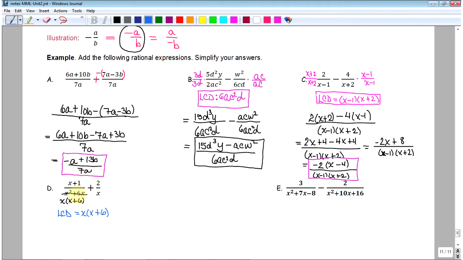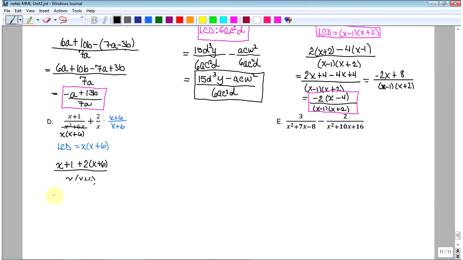So the first fraction already has that denominator. The second fraction will need to multiply both the top and the bottom by x plus 6 to get it. So we can rewrite our problem as x plus 1, and then we'll have plus 2 times the quantity x plus 6 all over our common denominator of x times x plus 6.